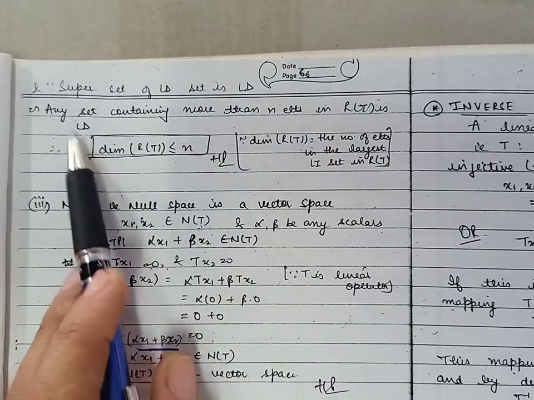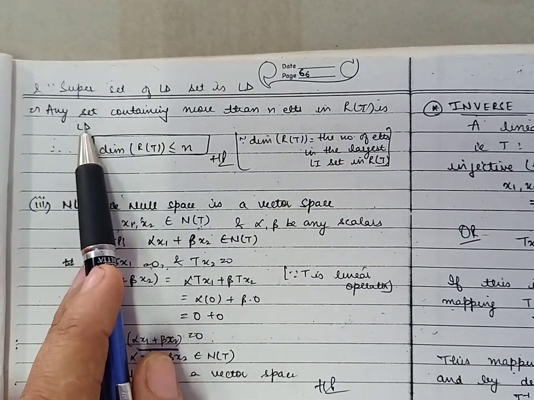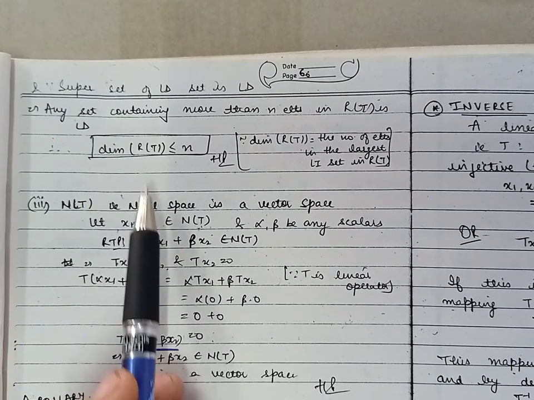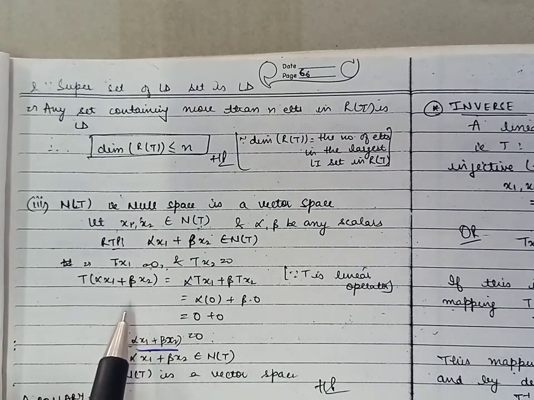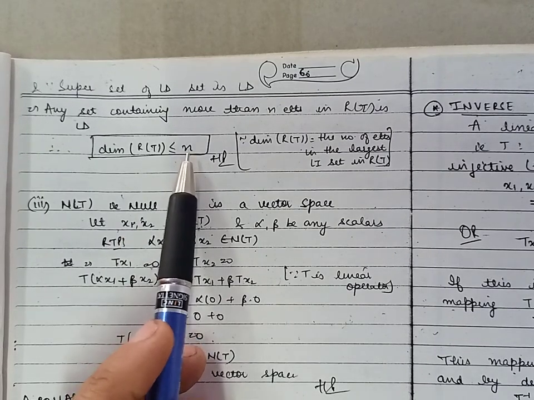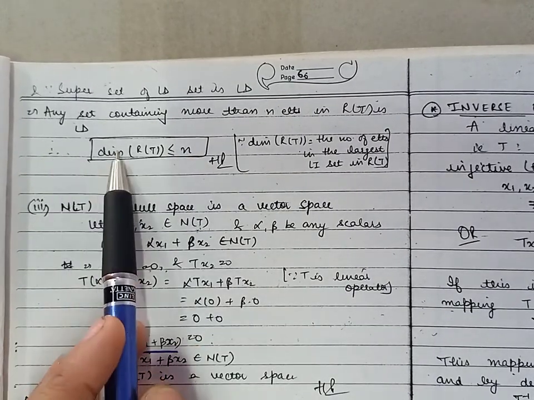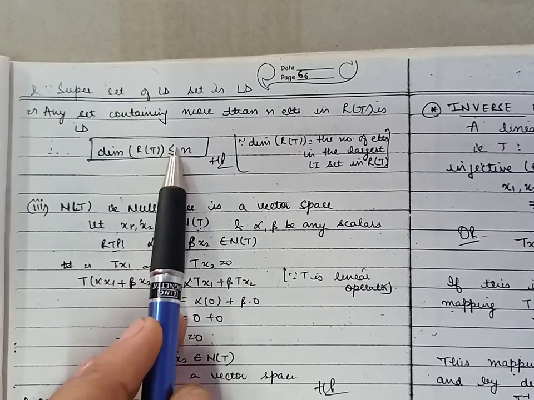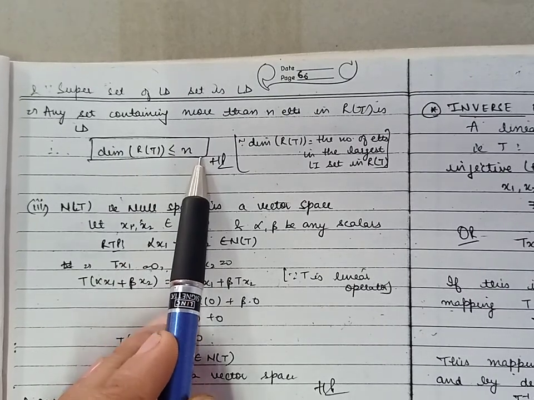Thus we have proved that any set consisting of more than n vectors in the range of T is linearly dependent. It means we can say that the largest linearly independent subset of R(T) consists of at most n vectors. So we can say the dimension of R(T) is less than or equal to n.